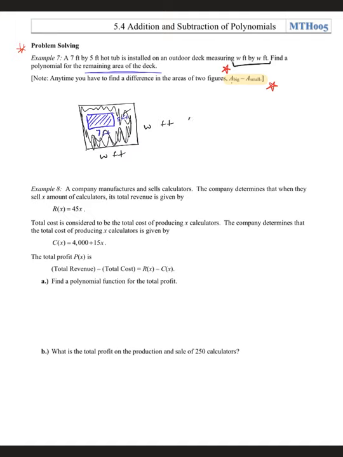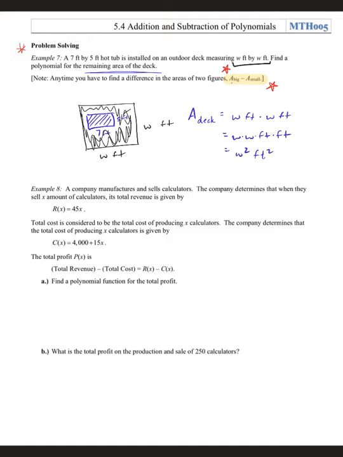So first thing we have to do is find the area of the deck. Well, we know area for a rectangle is length times width. So we know we have to take W feet and multiply it by W feet. If you need to, you can reorder this just so you can see a little bit easier what's going to happen. W times W is W squared, feet times feet is also feet squared.